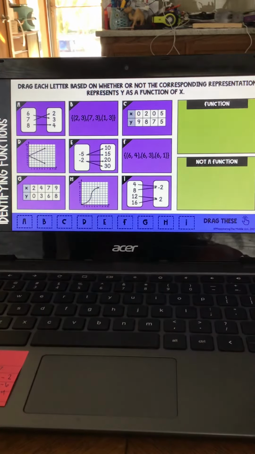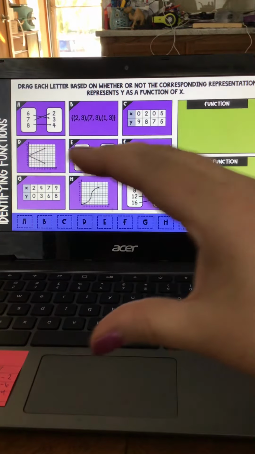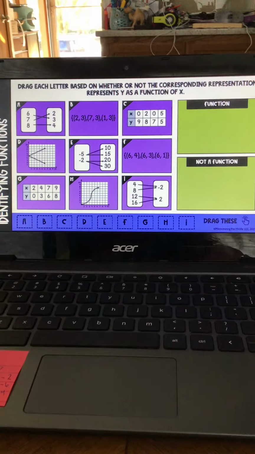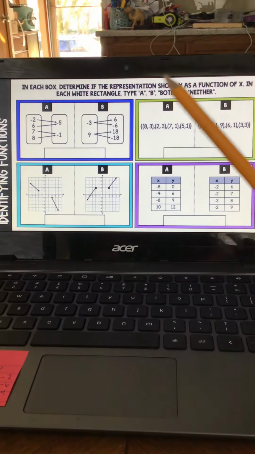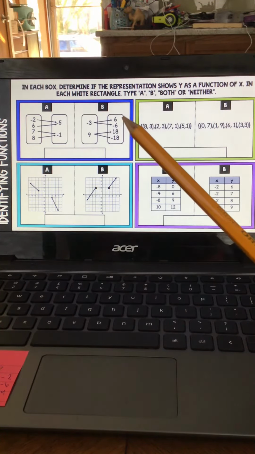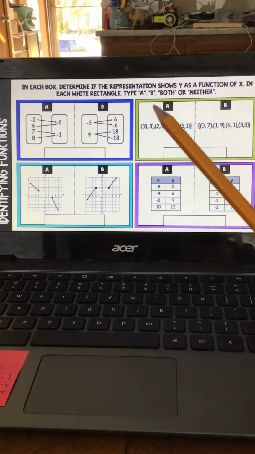So anything that's overlapping, like a sideways parabola or a circle, those would be examples of non-functions. Again, these are just more, you're going to say whether A is a function or B is a function or neither is a function.